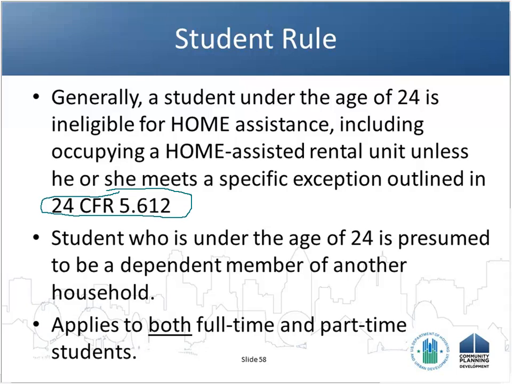Essentially, the assumption is that, for instance, when I went off to college a long time ago, I was still part of my parents' household. I was still a dependent member of that household. I could have been claimed, and I'm sure I was, on their tax forms. So even though I was off at school in an apartment for some of that time, I was still part of my parents' household, and I would not be considered eligible for this program except for the exceptions we're going to walk through here.